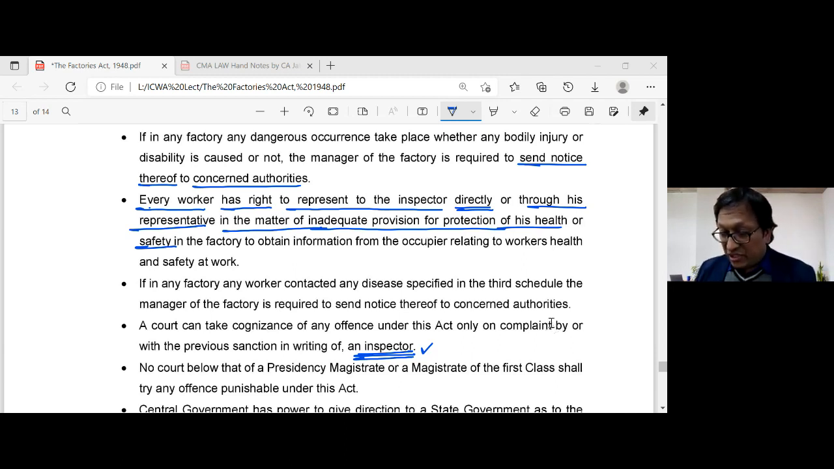So share the notes. Yes, I'll share, sir. So what happens when the inspector acts in favor of the manager of the factory? Sir, you know the answer better than me.